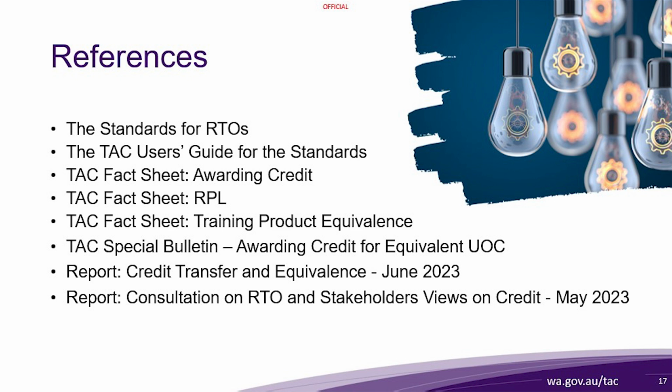Most recently has been the TAC Special Bulletin awarding credit for equivalent units of competency, and that provides not just a reference to a report on credit transfer and equivalence, which relates to that analysis to which I referred of the 45 lines or chains of units of competency, but there's also a report that you can access through the Special Bulletin, which looks at a consultation on RTO, and I might just say that that report, and there's a summary of it that's available on the TAC website, said that basically 72% of RTOs that responded to the survey supported TAC's strong position on the need to do a mapping if the chain of equivalence is 2 or more deep.